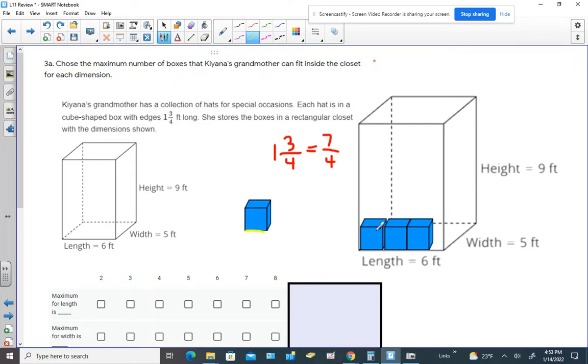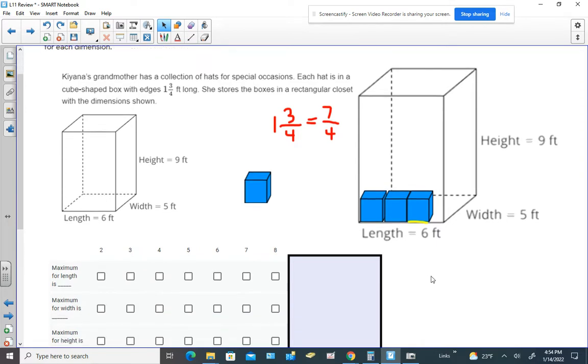So I have kind of modeled what one of these hat boxes might look like, and I lined them up here so that you can see. Now they're not to scale, so we have to actually go through the algorithm of figuring it out. Now really, what are we doing? We're figuring out how many equal groups of 1 3/4 we have in 6. And when we're figuring out how many equal groups, that means we're really dividing.